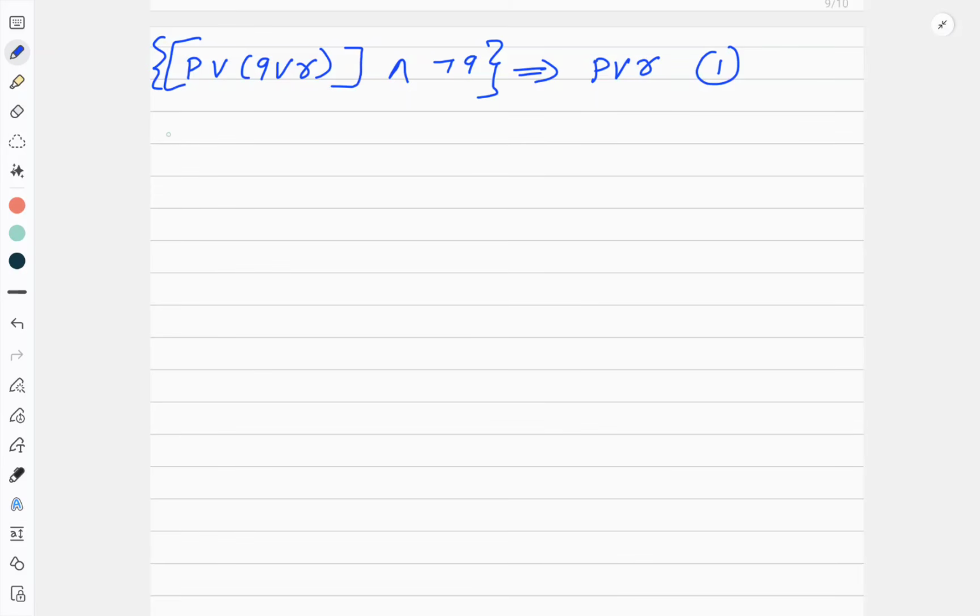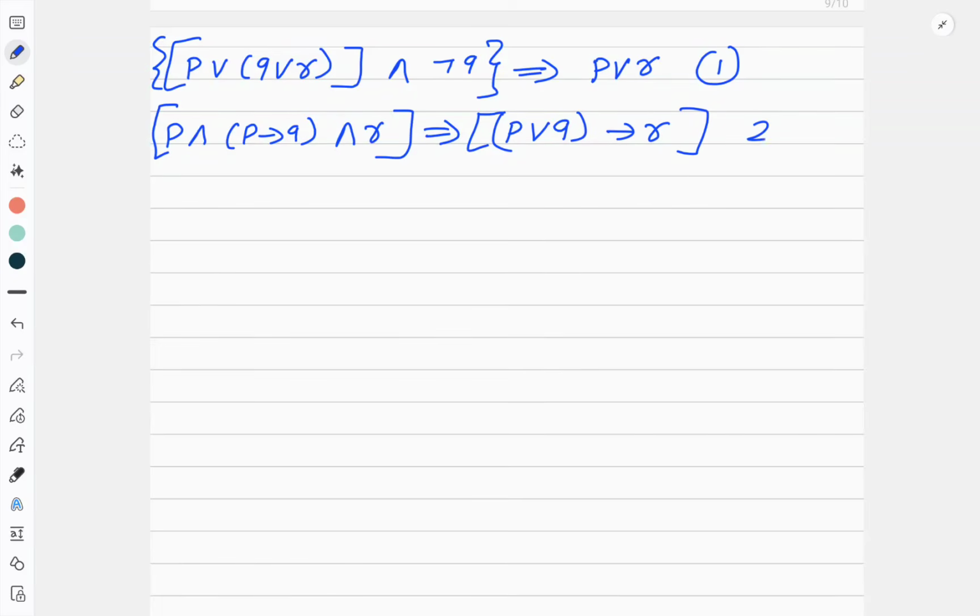So the second one is P and P implies Q and R. This you can actually do orally also because all are and. So P or Q implies R. This is the second question. So let me try to do both questions in one table only.